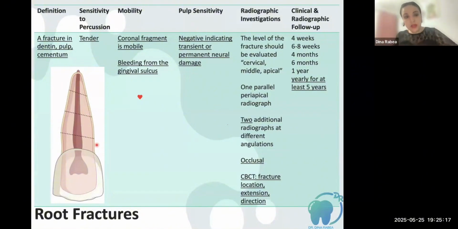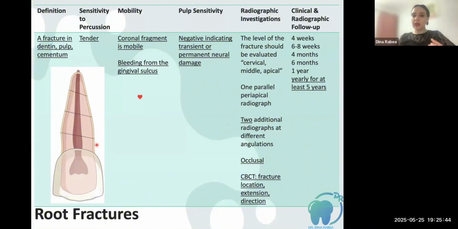Of course, with root fractures, we get sensitivity to percussion because we have inflamed periodontal ligaments. Most of the time, with the apical and middle root fractures, the coronal fragment is not very mobile, but with most of the upper middle root fractures and cervical root fractures, we get a lot of mobility and bleeding from the gingival sulci.